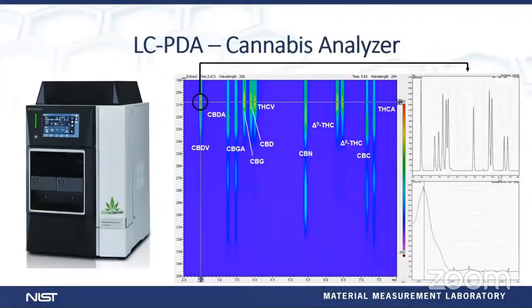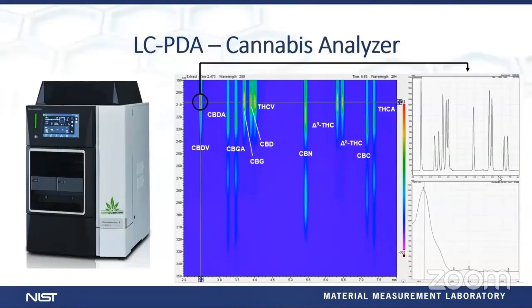So the primary method we use here for screening a lot of samples is LC-PDA. We use the cannabis analyzer from Shimadzu. It's the same as any LC-PDA system that you could buy from another manufacturer. This one particularly was built as an all-in-one system targeting forensic laboratories for cannabis analysis.